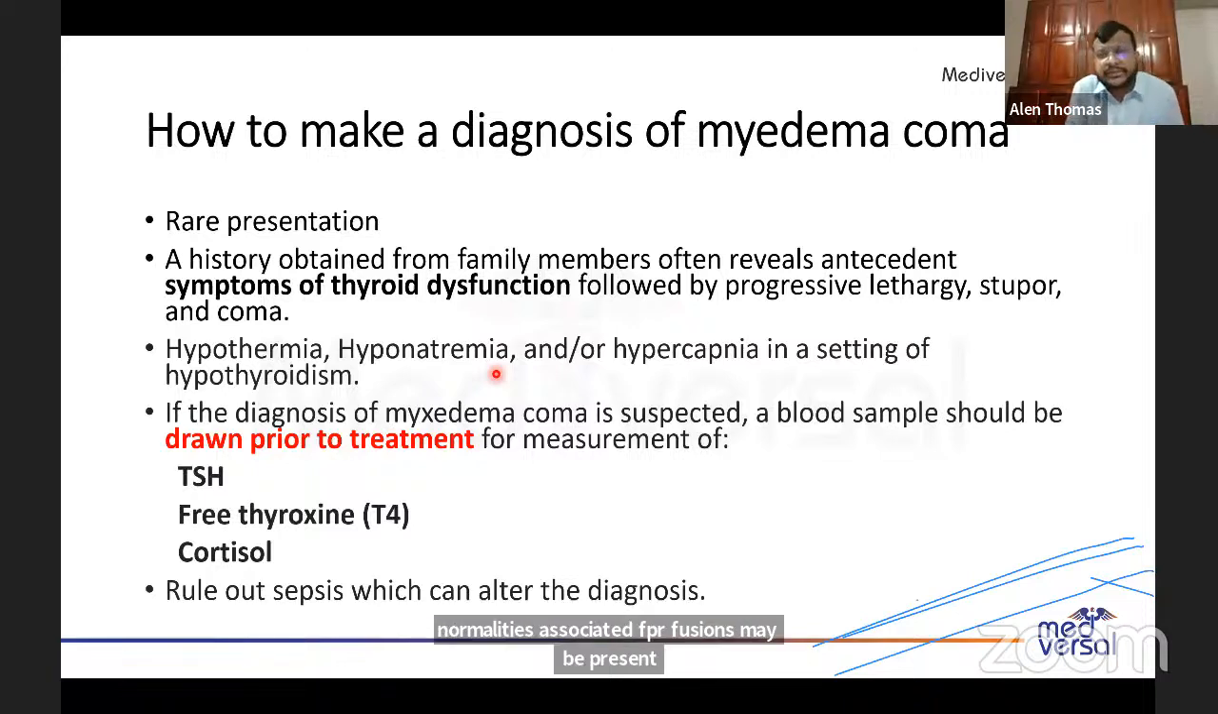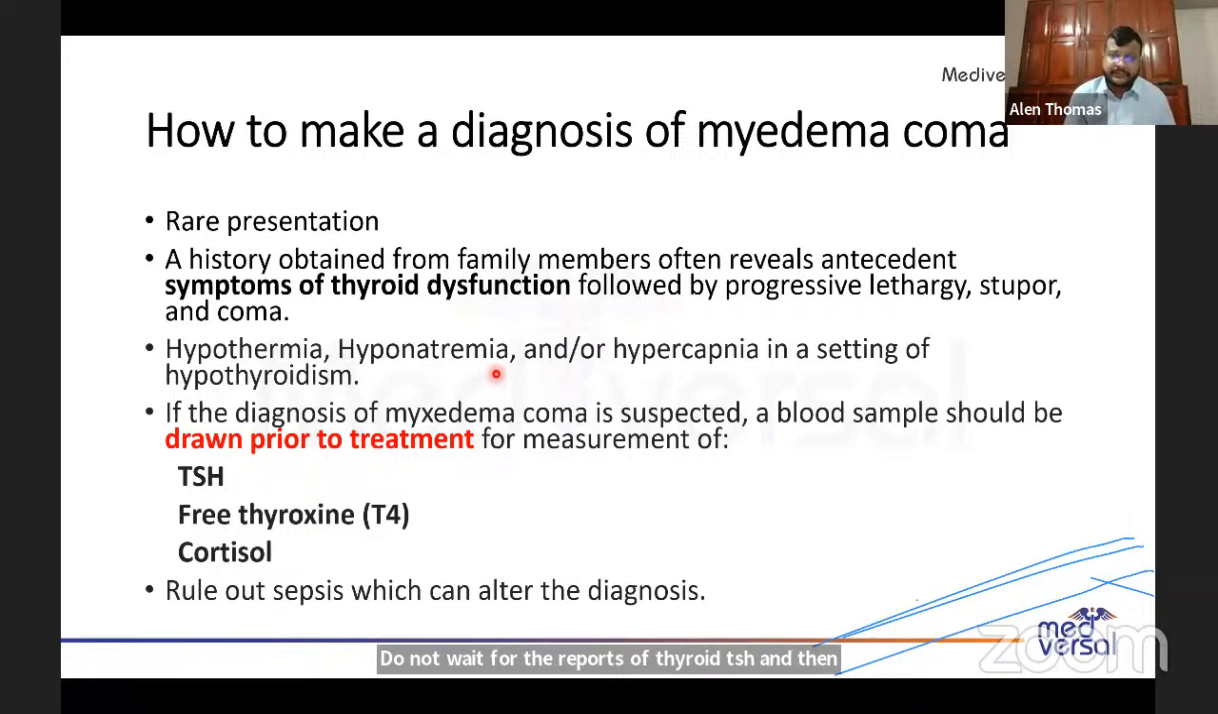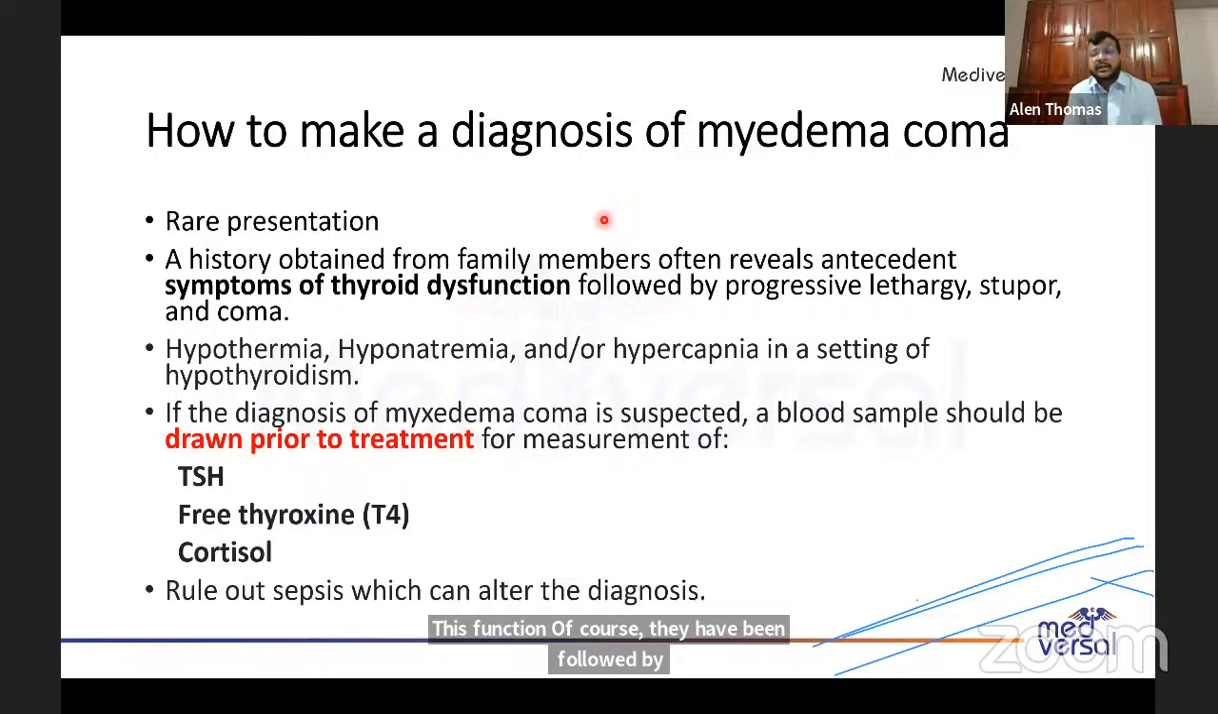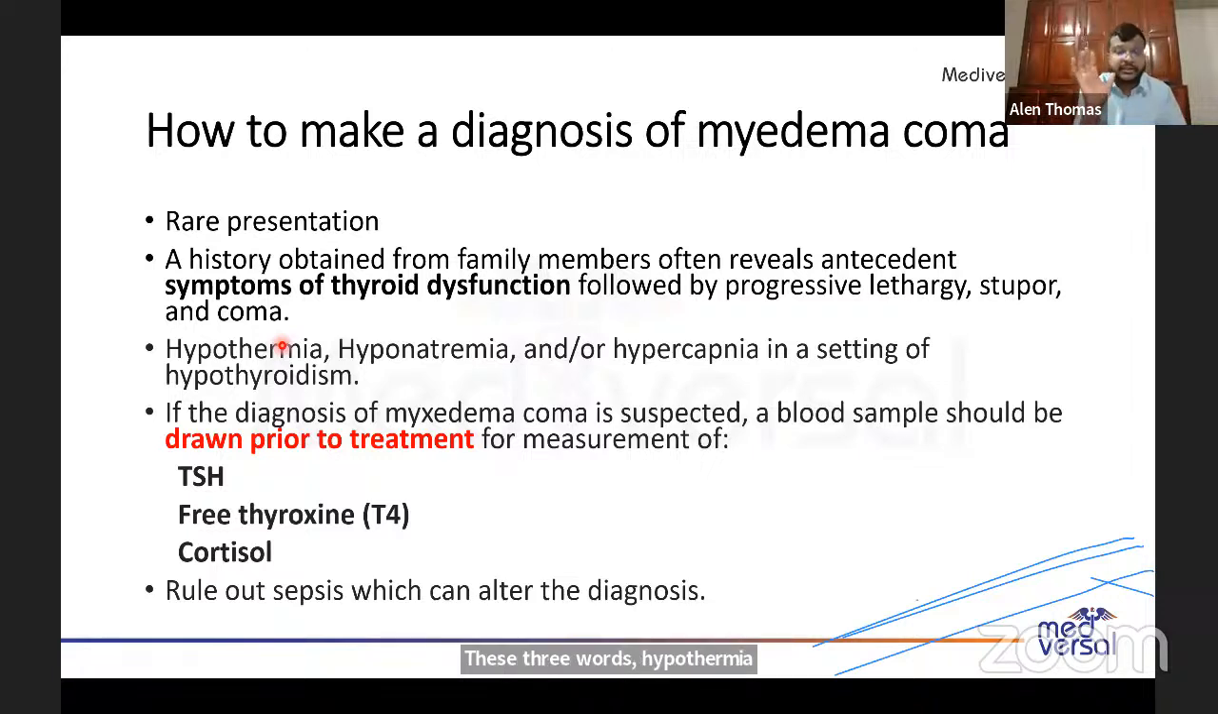Now, how do I make a diagnosis of myxedema coma? Of course, first of all, it's a rare presentation. Don't wait for the reports of thyroid, TSH, and then start treating. A very good history taken from the family members often reveals the symptoms of thyroid dysfunction, followed by progressive lethargy. This is a very important line that I put in: lethargy or stupor or coma. Hypothermia, hyponatremia, and hypercapnia. These three words, hypothermia, hyponatremia, hypercapnia, in a setting of underlying hypothyroidism.